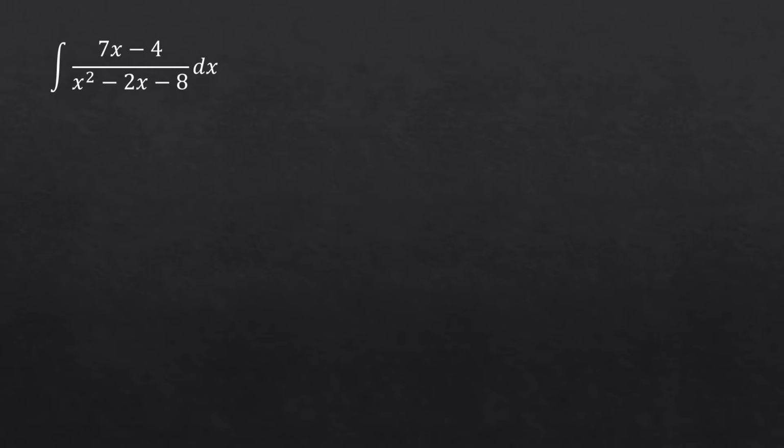What you will do in this case? Here we have got 7x minus 4 divided by x square minus 2x minus 8 dx. Here clearly, if I assume let u is equal to x square minus 2x minus 8, and if I try to differentiate it with respect to x, we will get 2x minus 2, which is not the same as 7x minus 4. So these are the cases where it is actually a very good idea to use partial fractions decomposition.